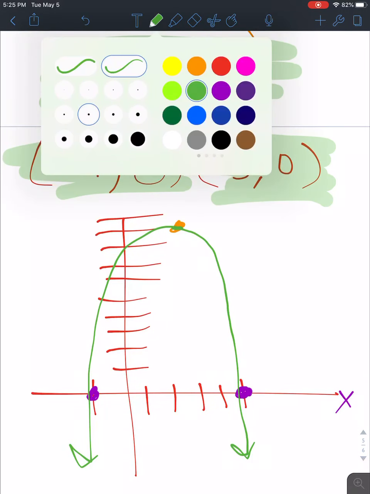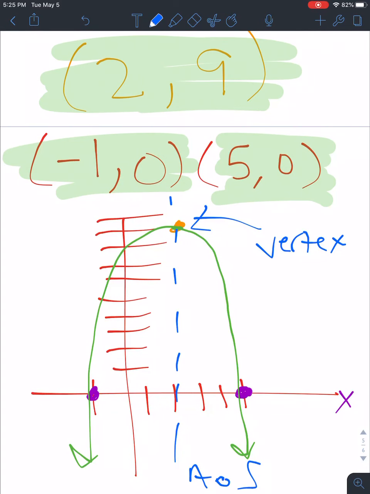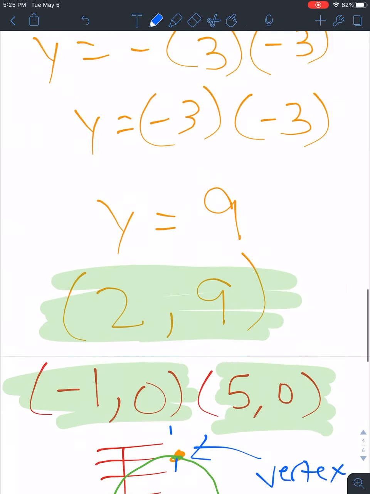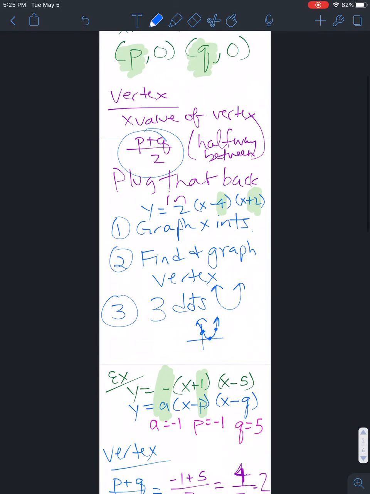All right. But because we always ask for the axis of symmetry and the vertex, I'm going to say, oh, look, there's my vertex. And then I'm going to put the axis of symmetry down that x value of the vertex. All right? So that's all you have to do in order to graph an intercept form. Okay? You start by graphing the x-intercepts. You find and graph the vertex. Connect those 3 dots with a U.